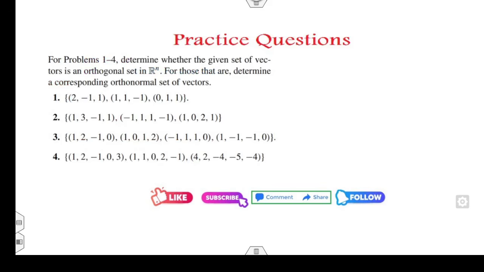Now, here are a few exercises for you. Can you solve all these 4 problems and check whether they are orthogonal vectors or orthonormal vectors? If they are not orthonormal, you can convert them into orthonormal vectors by using the stated methods. Let me know your answers in the comment box. I will wait to see which of the following are orthonormal or not.